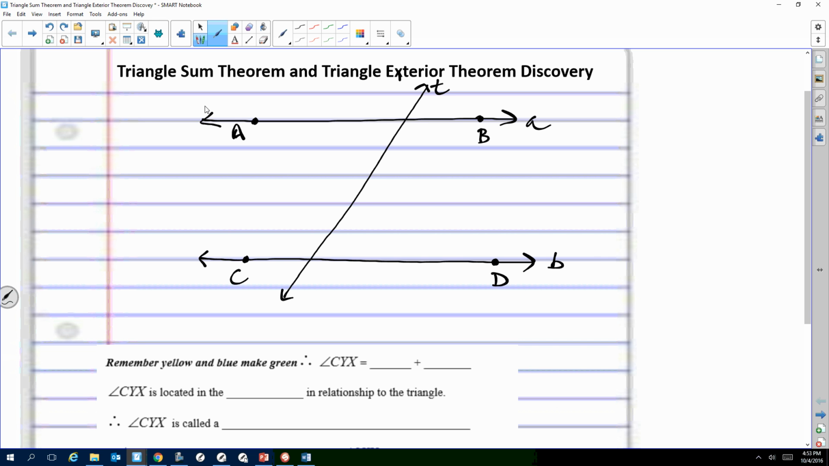The intersection of that transversal, we're going to add those points to show the intersection, will be X and Y. So the lines are to be parallel, so we're going to show a symbol to show that. I'm going to add my arrows.